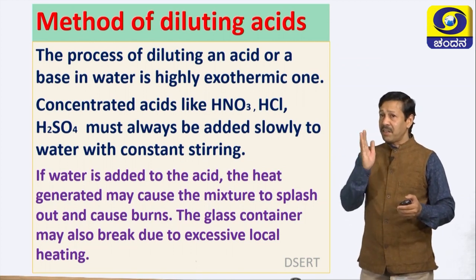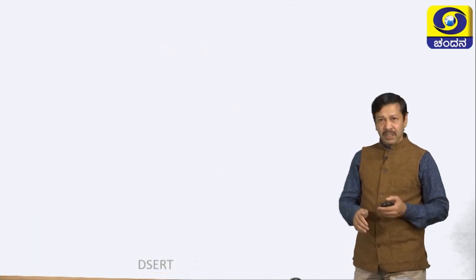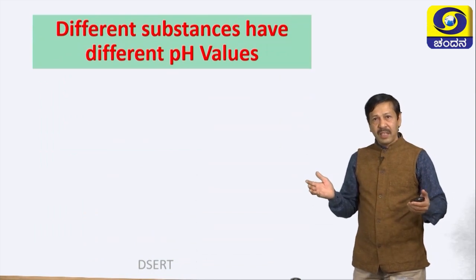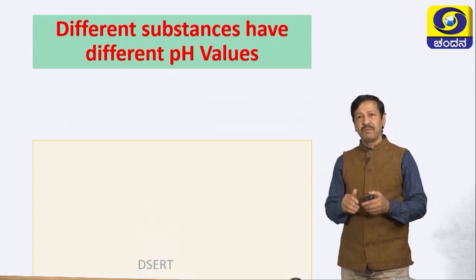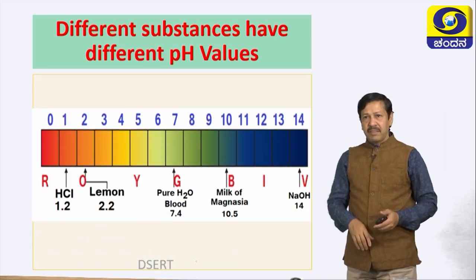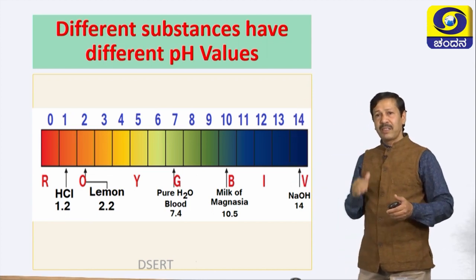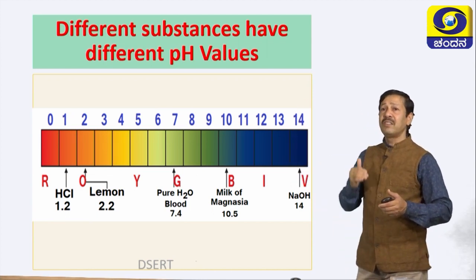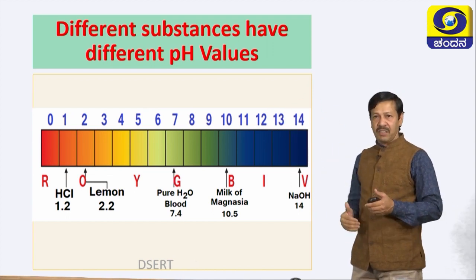Dear children, try to understand this one. Now, let us move on to the next concept. Different substances have different pH values. How to understand this? Here is the pH scale. It starts from 0 to 14. As you move towards the right side, pH value increases, H plus ion concentration decreases.